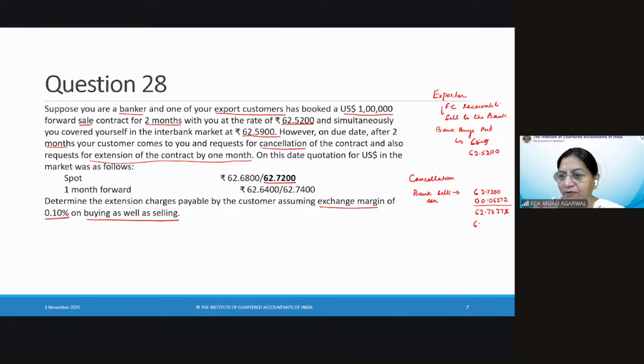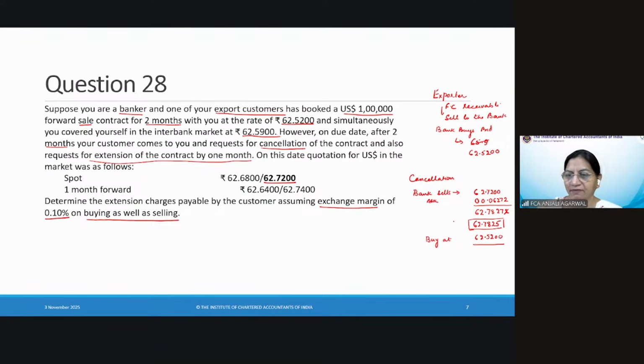Besides, you can round it off to 62.7825, if you're rounding off in multiples of 0.0025. Okay. So this is the ask rate. So the cancellation charges which the customer will pay is bank will sell the customer at 62.78 and bank will buy at 62.5200.